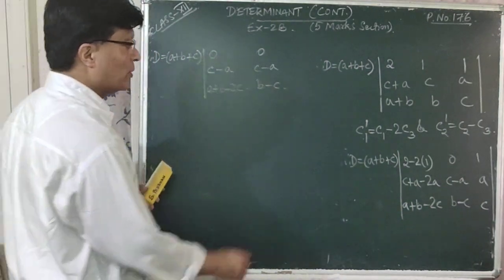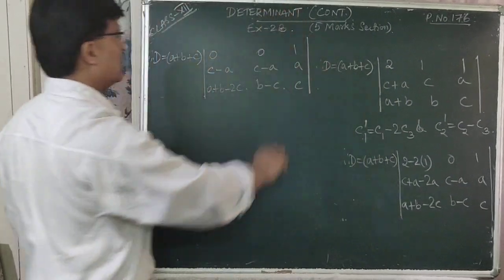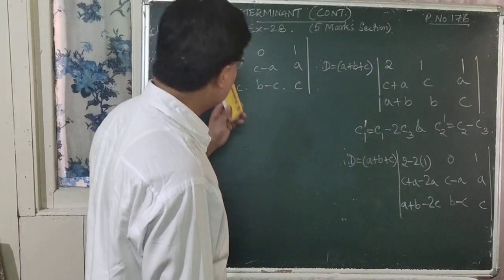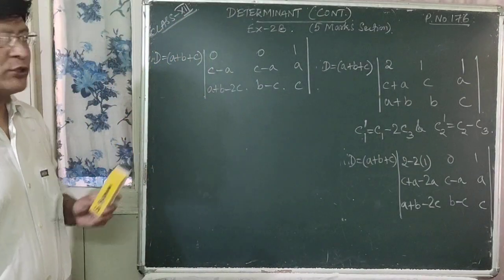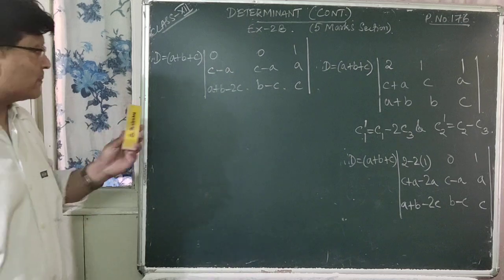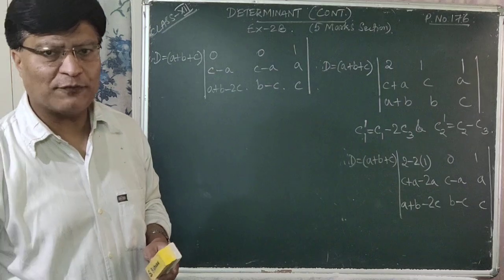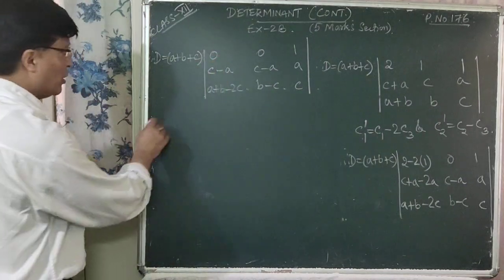And what is the third column here? 1, A, C. Is that clear to all of you? Now you can simplify it again or you can expand it. So from which row or from which column will you expand the determinant? So we can expand the determinant with respect to the first row, because there are two elements as 0.